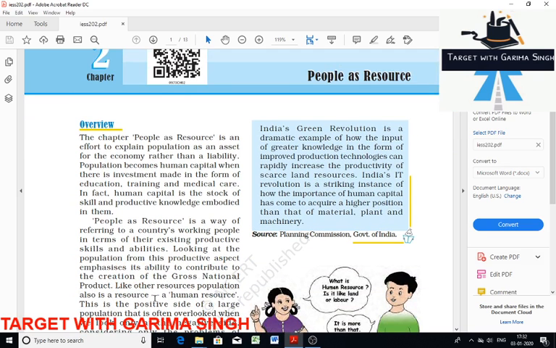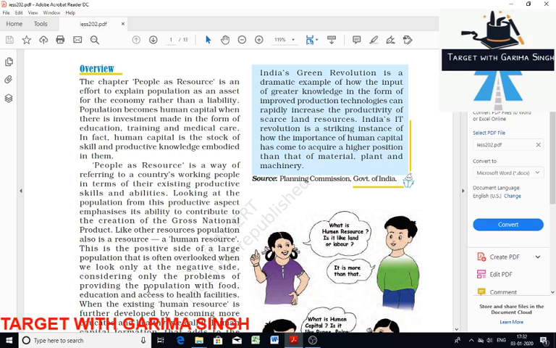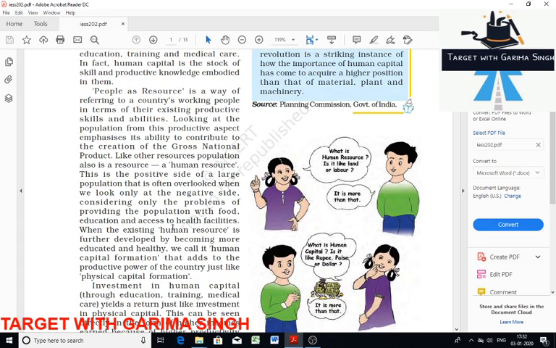The population of a nation can be an asset rather than a liability if it is producing something useful. People as a resource refers to a country's working people in terms of their existing productive skills, like those who are employed. When existing human resources develop by becoming educated and healthy, they turn into human capital. Human capital is superior to other resources like land and physical capital, as it uses these capitals and adds value to them.